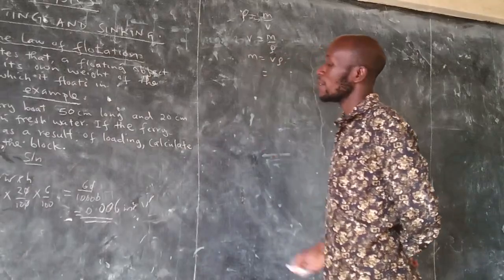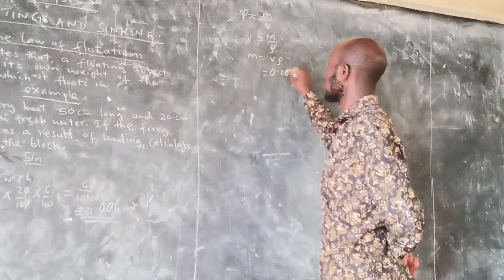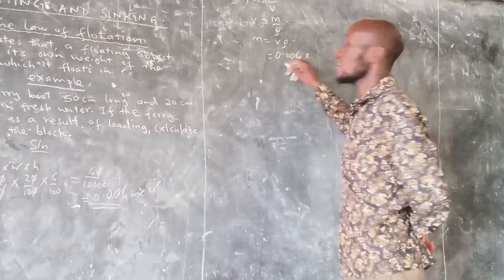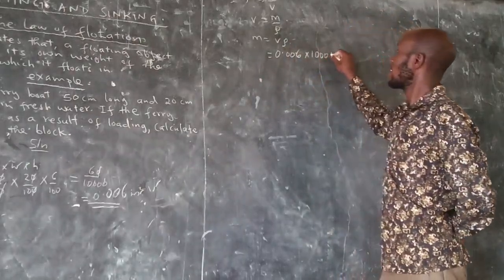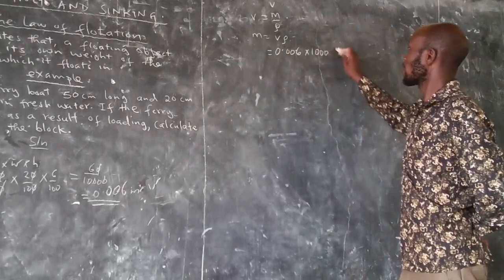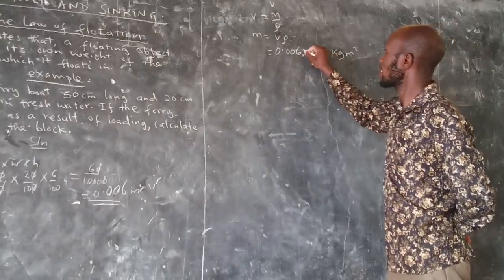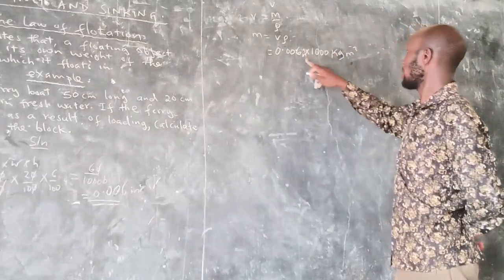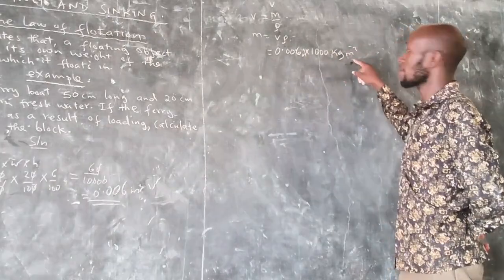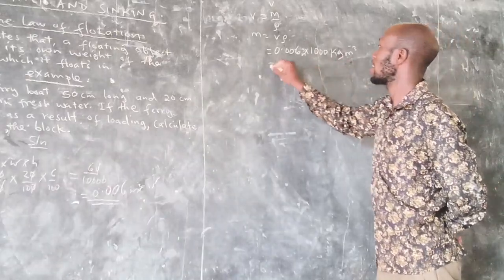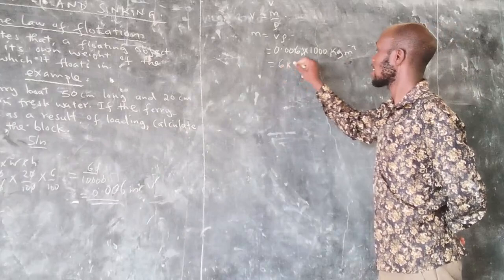Now, we have the volume as 0.006, then multiplied by the density of fresh water, 1,000 kilogram per cubic meter. This is in cubic meters, and therefore, cubic meter will cancel with cubic meter. We will remain with mass in kilograms. And if we multiply here, this will give us 6 kilograms.